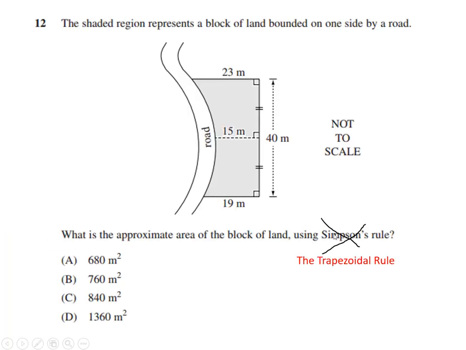Syllabus has changed from Simpson's rule to trapezoidal rule. Either way, we're trying to estimate the area of this shape. Looks pretty close to being a rectangle, and if it was a rectangle, it would be 40 by 19, which is 760. So I think D is a bit of a silly answer, so we can eliminate that one straight away.